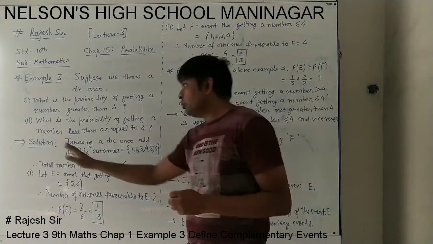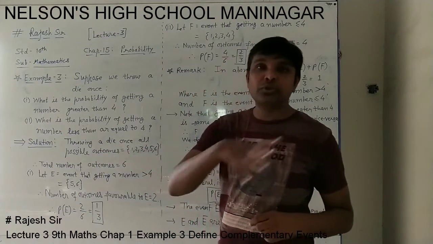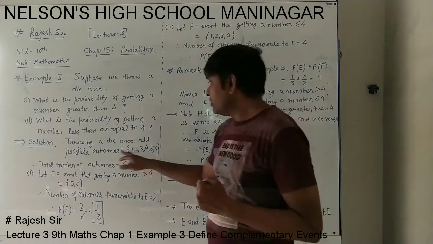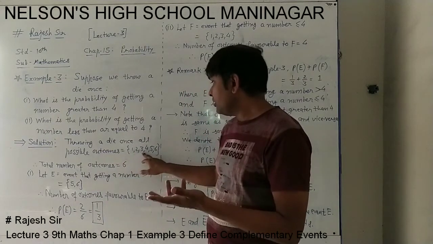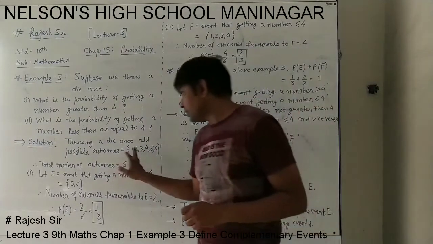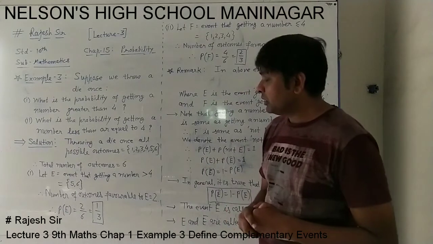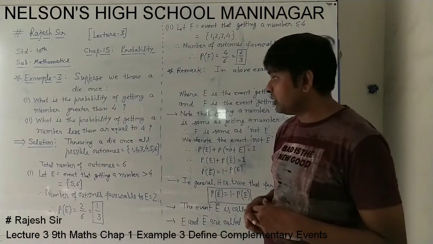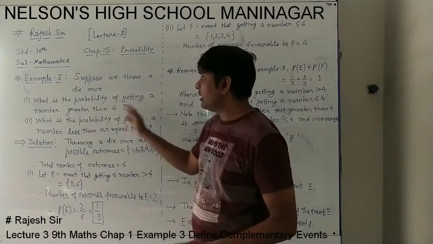Here in the solution we will start with the total only. If you throw the die once, how many possibilities are there for the outcome? All possible outcomes may be 1, 2, 3, 4, 5 or 6. So the total number of outcomes is equal to 6. Now one by one we will think about the probability of the event asked in the question. The first is the probability of getting a number greater than 4.